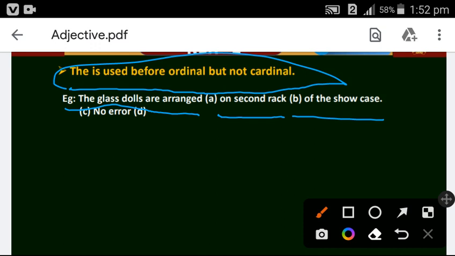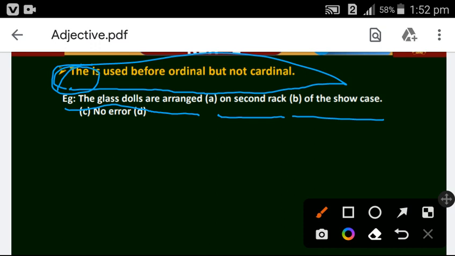Look at this point. The is used before ordinal but not cardinal. Listen to my point: the is used before ordinal, not cardinal.